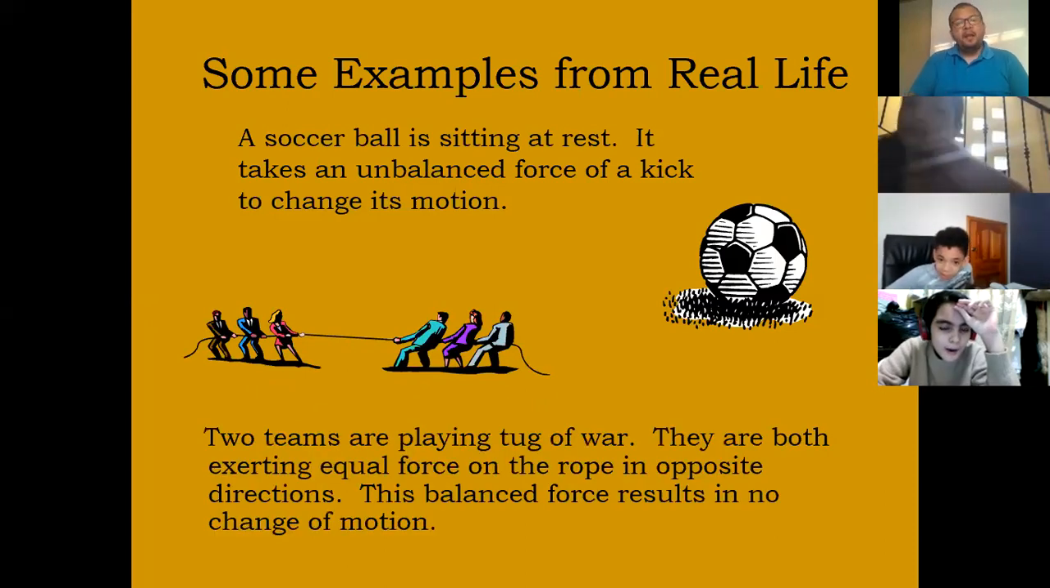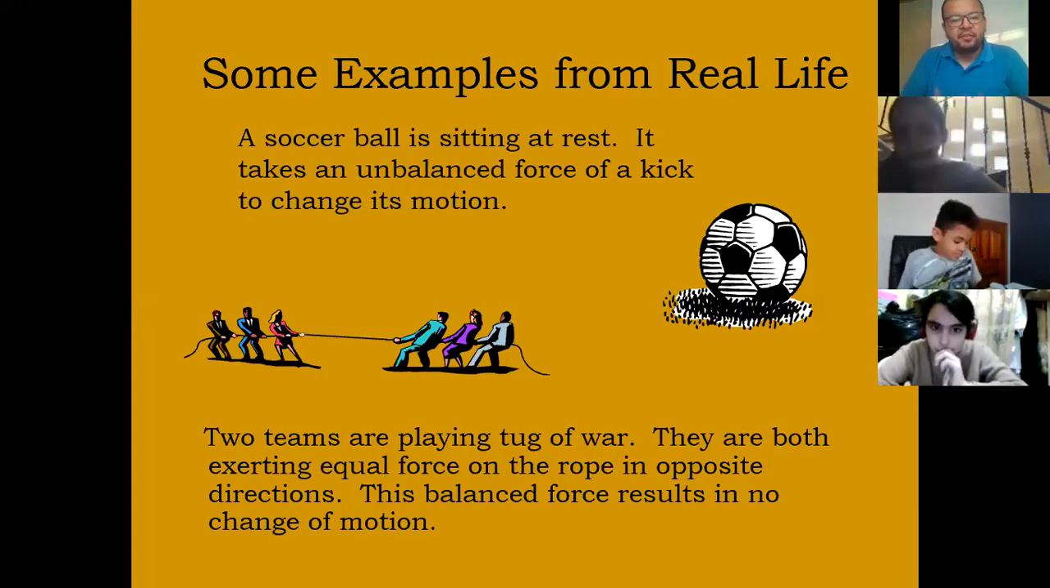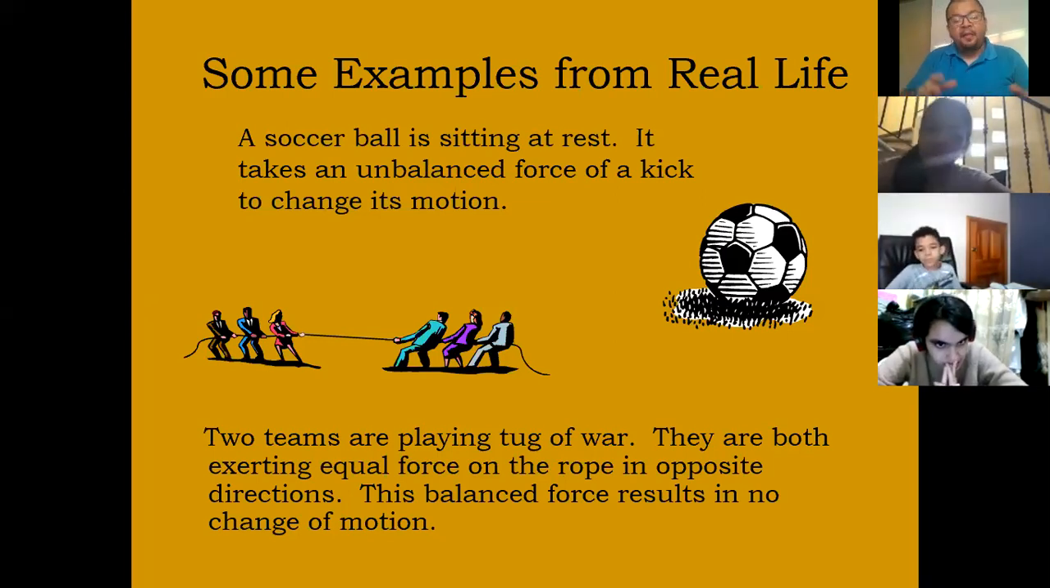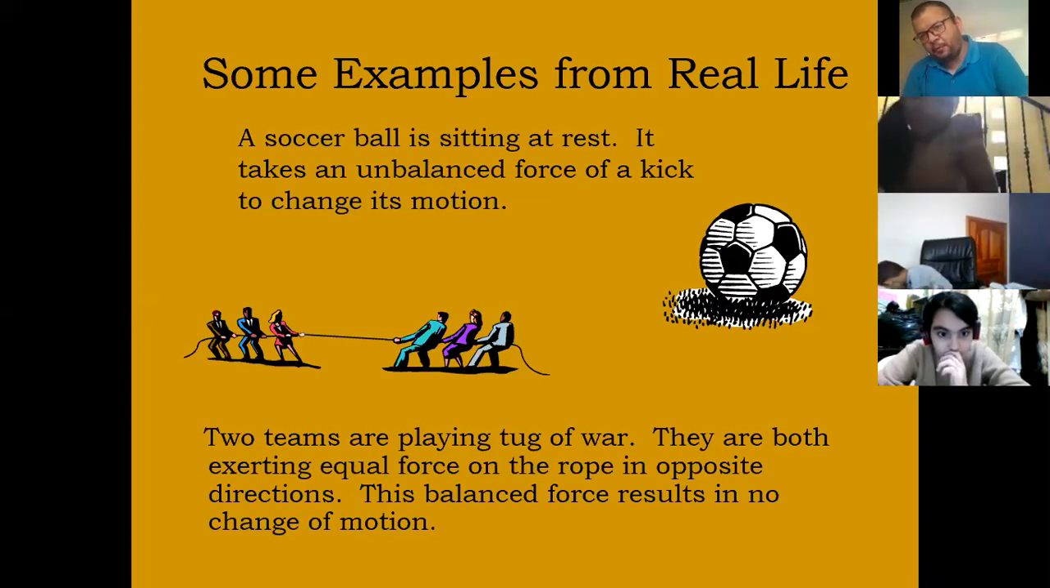Another example: two teams are playing tug of war. They are both exerting equal force on the rope in opposite directions. This balanced force results in no change of motion. Of course, in many games one team will win because it is applying more force, right?